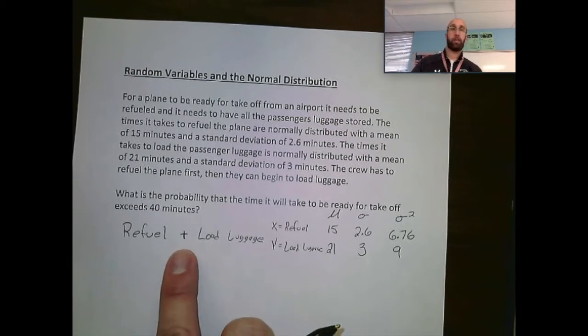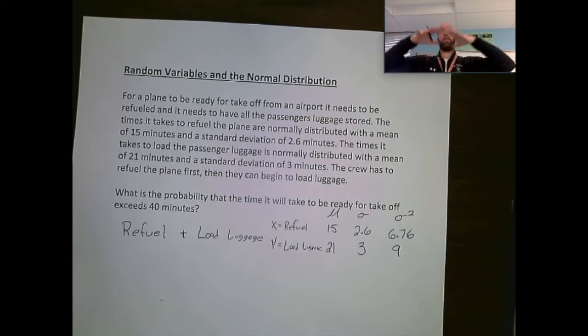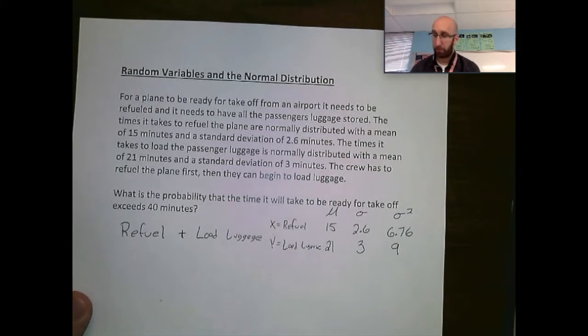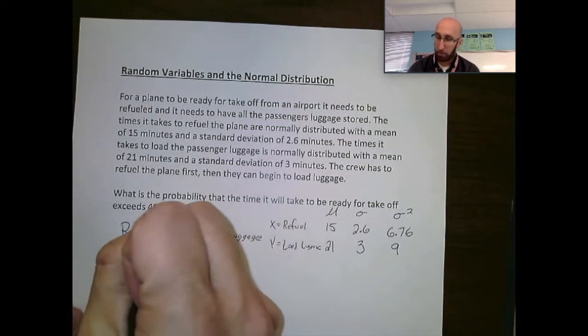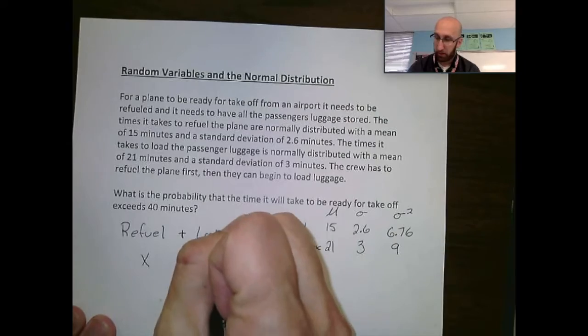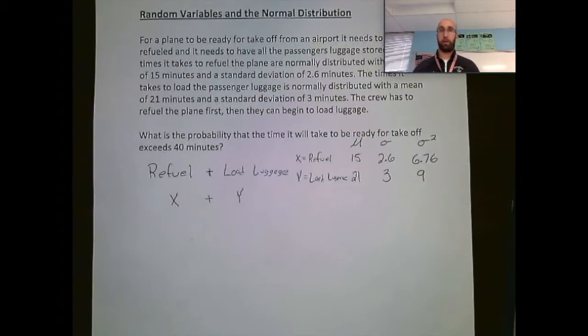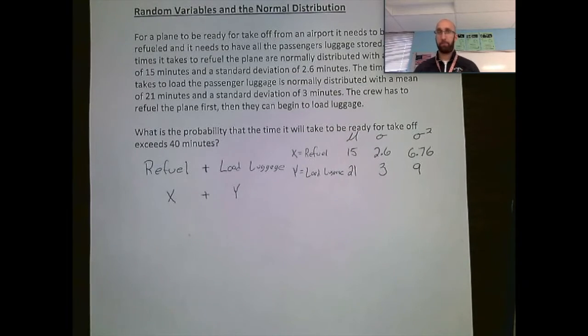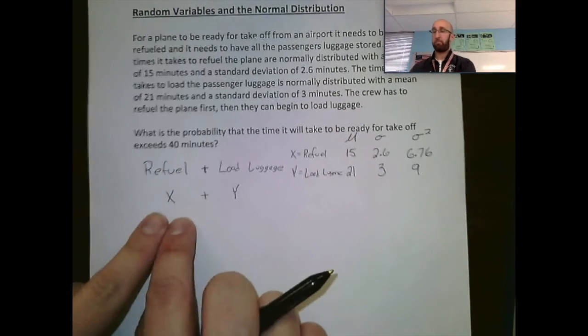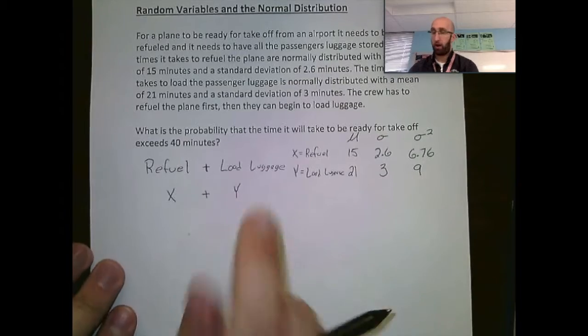So if X is refueling and Y is loading luggage, let's revisit what we're doing. We're doing refueling plus loading luggage time. That is the total time it takes to get this plane ready. So the equation we're working with here is X plus Y. I need to find the mean and the standard deviation of this operation.